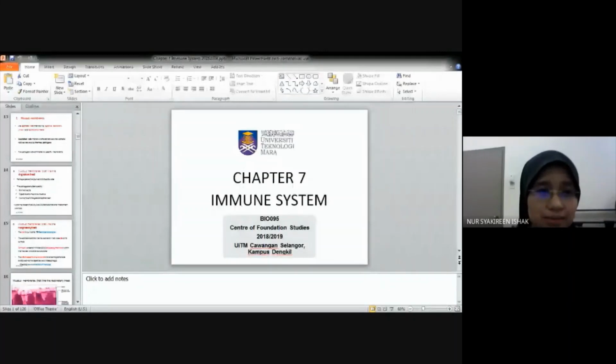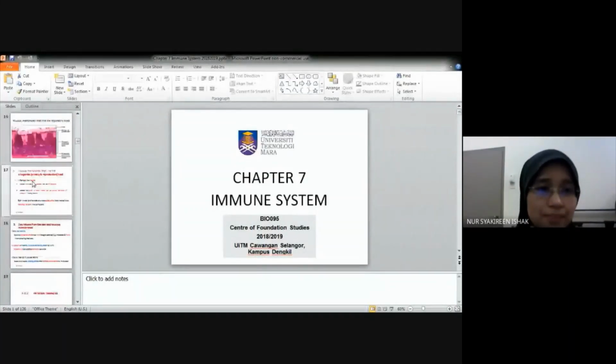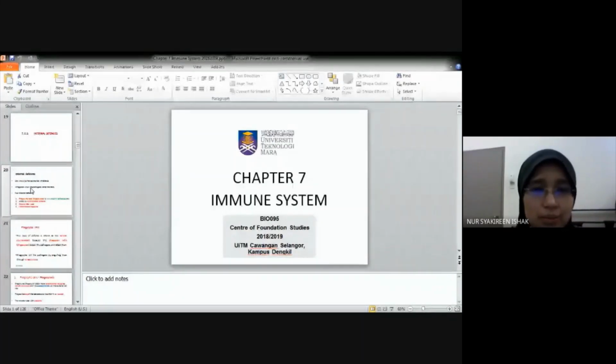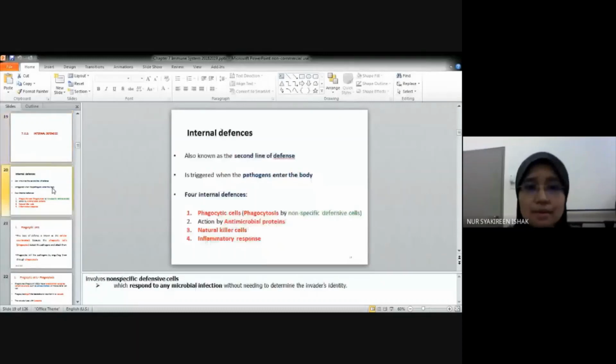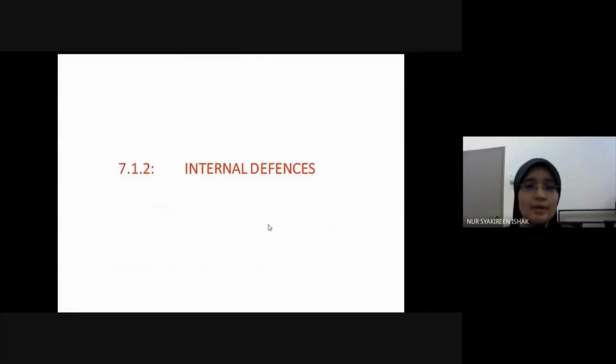Hari tu kita sampai first line defense dah. So kita akan tengok untuk yang second line defense. Okay. Basically yang untuk phagocytic cell ni kita dah cover, tapi tak apalah, kita just go through it again.